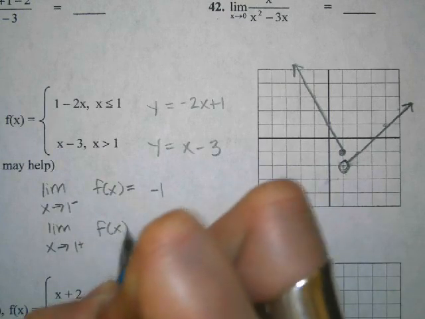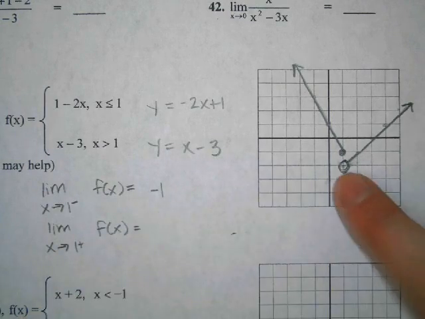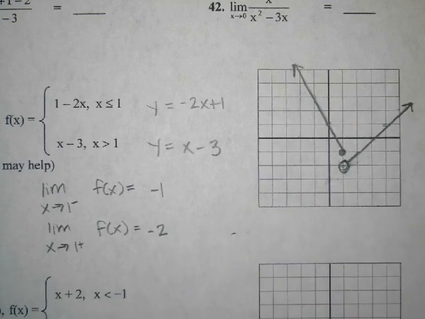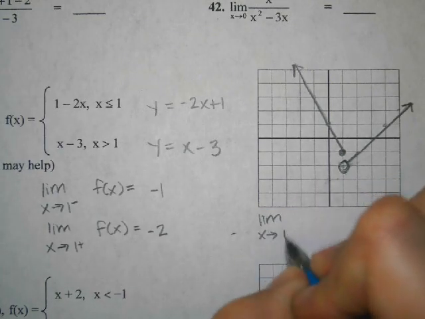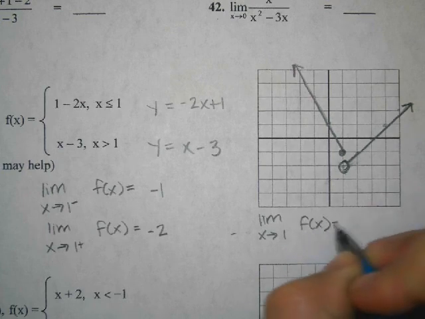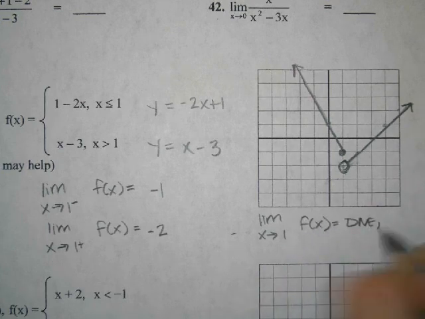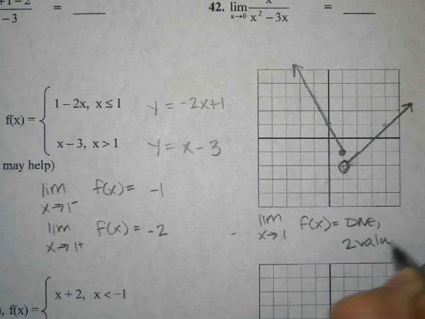The limit on the right side is negative 2. And so we're going to say the limit altogether does not exist because there are two values.